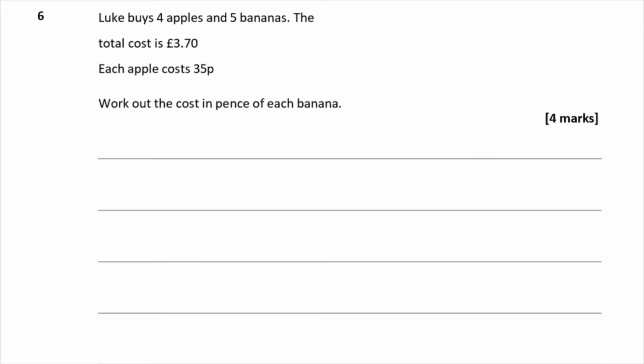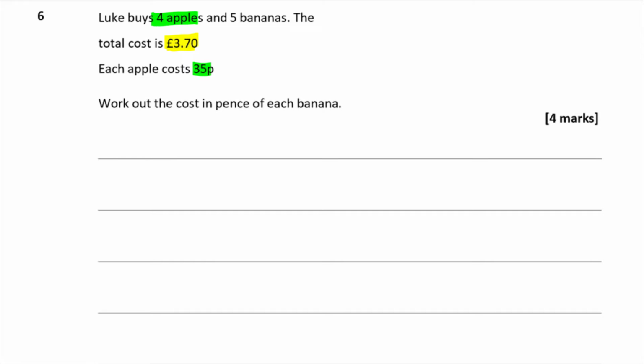Question 6. Luke buys 4 apples and 5 bananas. The total cost is £3.70. Each apple costs 35p. Work out the cost in pence of each banana. Okay. So I know the total cost of everything. That's going to be the cost of the apples and the bananas together. And I know the cost of each individual apple. I also know the number of apples.